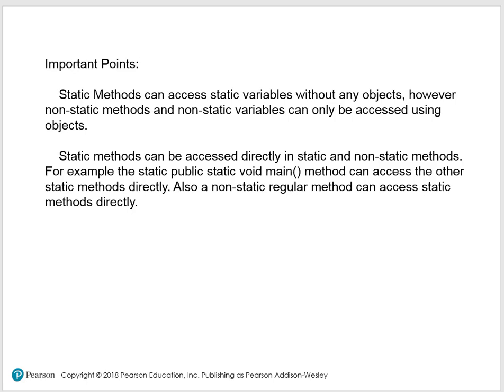Now, important points that I want to make before I stop. Static methods can access a static variable without any objects. However, non-static methods and non-static variables can only be accessed using the objects. Very important point. Static methods can access other static methods directly. For example, the public static void main method can access other static methods directly. Also, non-static regular methods can access static methods directly. So that's very important. That's where I want to stop this part 2 of the video, okay?